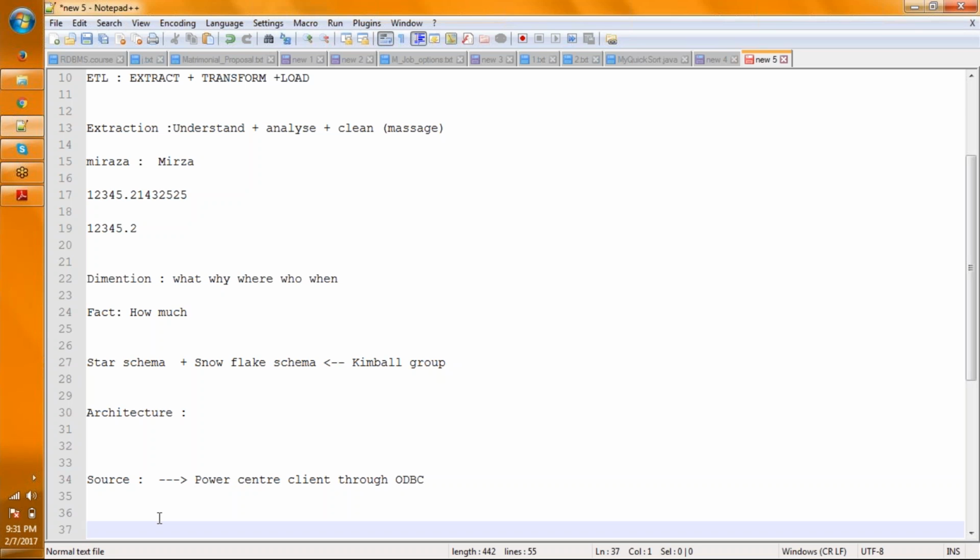Now this Informatica Power Center client will communicate with integration services. These integration services are a part of our node.